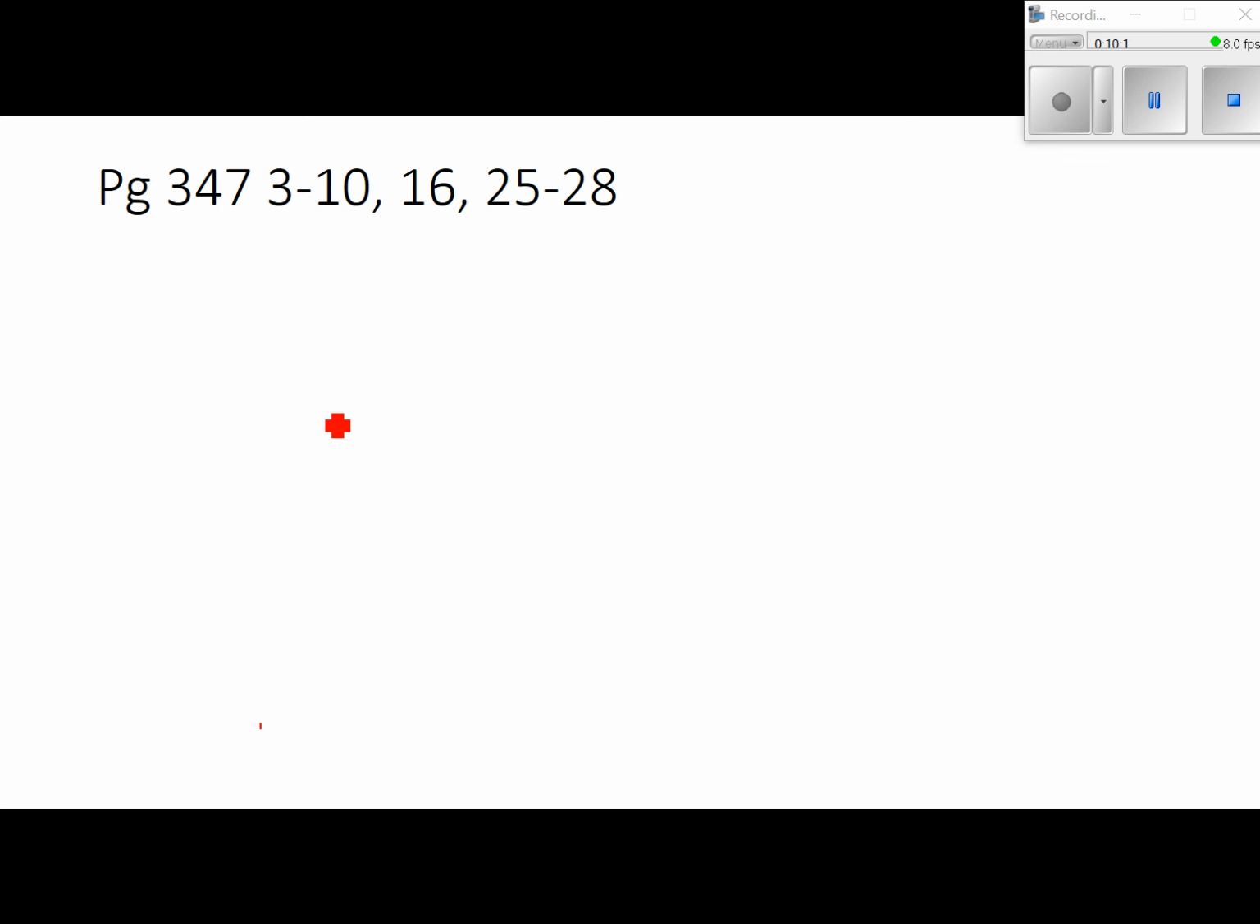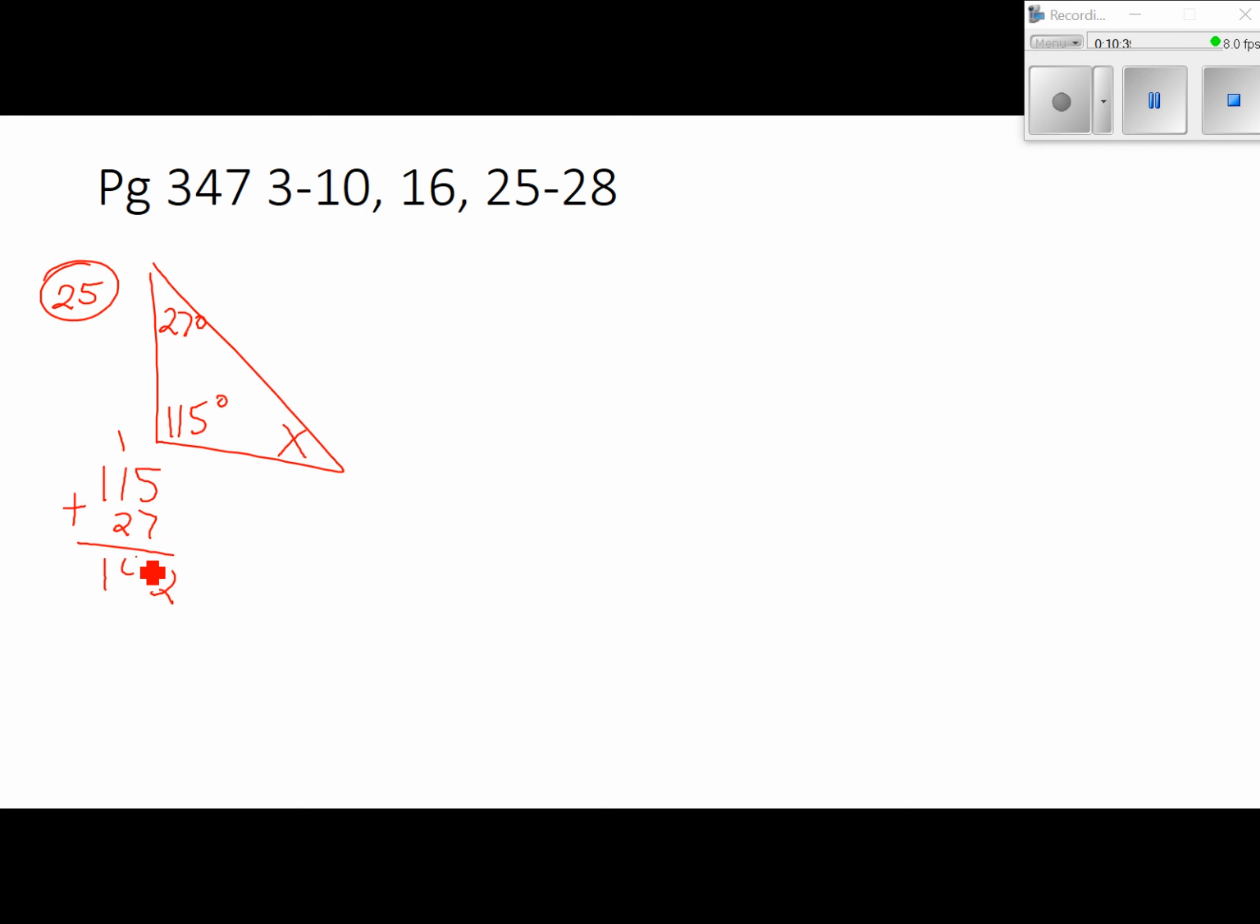25, they give us a triangle. My triangles might not look exactly like theirs. This is 27 degrees, this is 115 degrees, and this is X. And on each of these, they're telling us to find X. What we do on 25 is we just add those two together. 115 plus 27, we get 142. And we know the three angles of a triangle must add up to 180. Borrow here. That leaves us with 38, so X in this case equals 38.